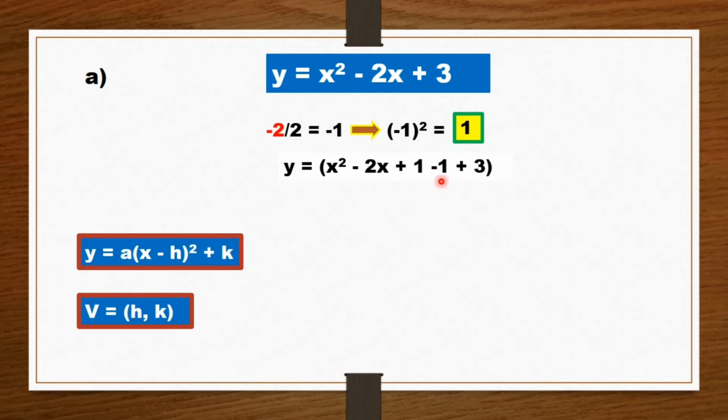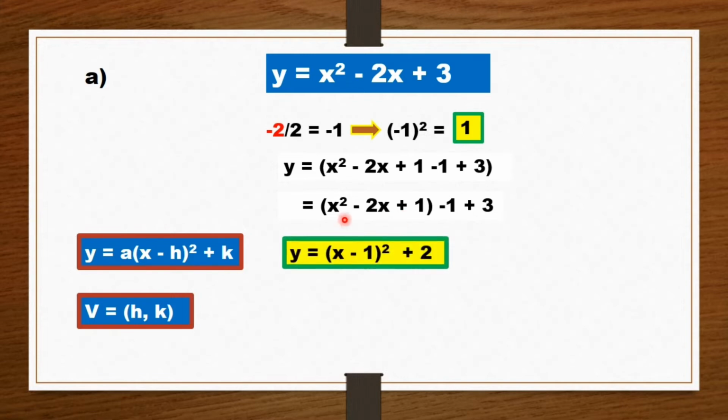Add and subtract the result after the x term. And take the first three terms to make a perfect square trinomial, and then express this as a square of binomial by taking the root of x, the sign of the middle term, minus, and the root of 1 which is 1. And combine the last two terms, which is negative 1 plus 3 is equal to positive 2.